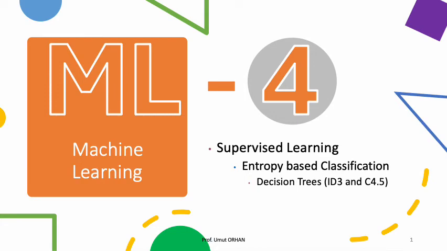Hi everyone. In this lesson, we'll explore two decision tree methods for entropy-based classification, ID3 and its advanced version, C4.5.